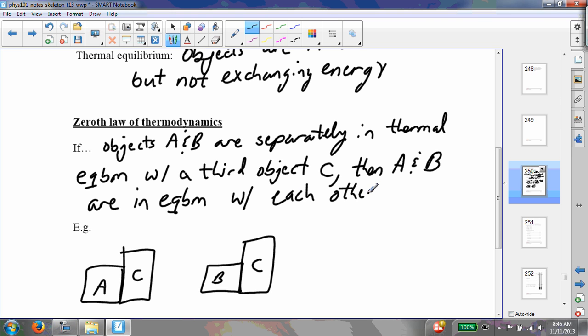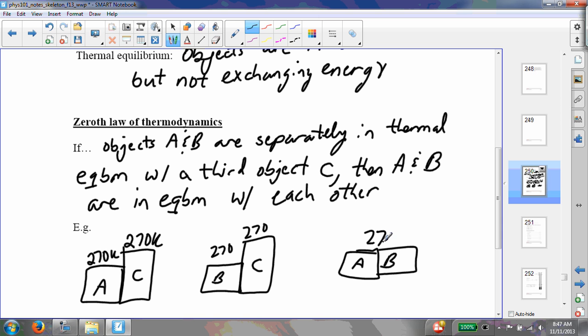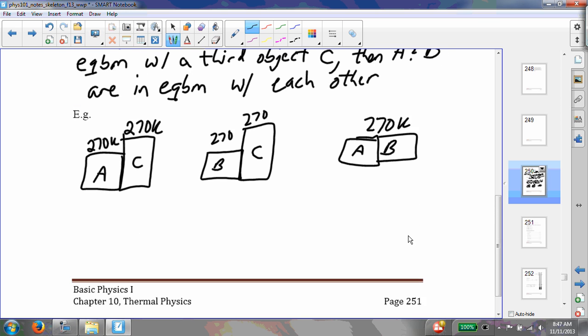We might get to the first and second, we'll see. But the zeroth law just says this, that if A is in equilibrium with C and B is in equilibrium with C, then A is also in equilibrium with B. Let's say, for example, C has a temperature of 270 Kelvin. That would mean A has a temperature of 270 Kelvin, and B too. And so A and B would equally have the same thermal energy, or the same temperature.